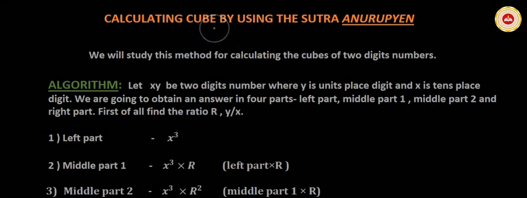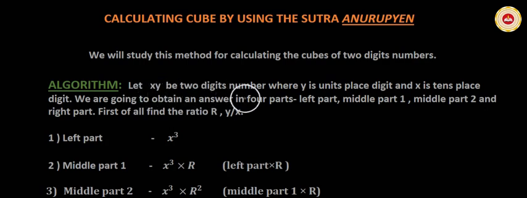Calculating cubes by using the sutra Anurupena. Anurupena means proportionately. We are going to use ratios and proportion in this method. We will study this method for calculating the cubes of 2 digit numbers. So let us read the algorithm.